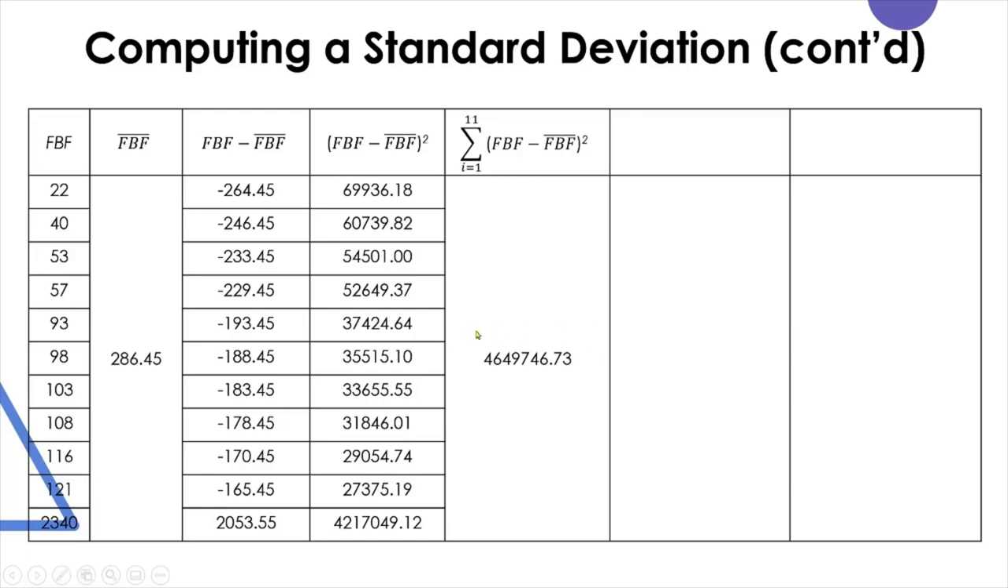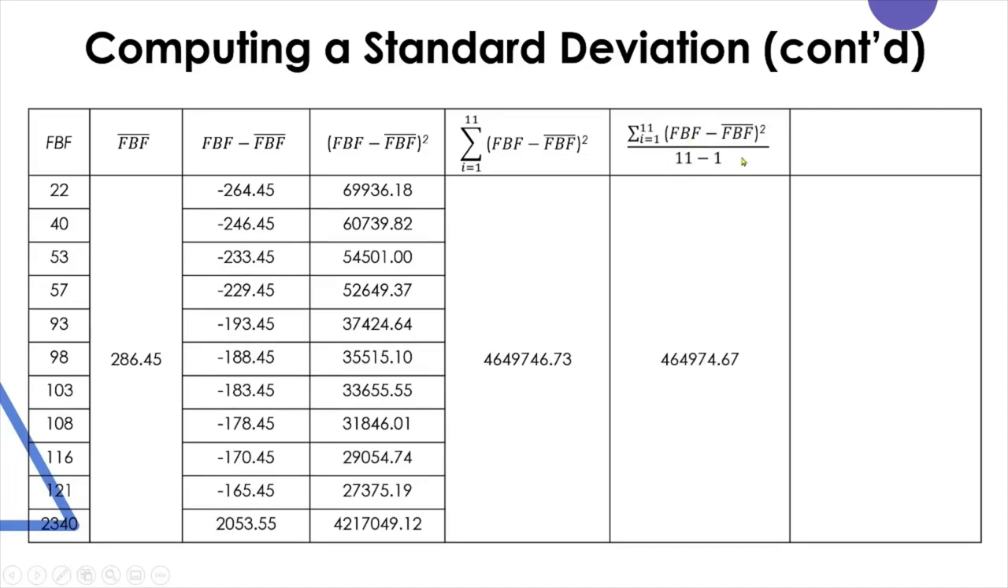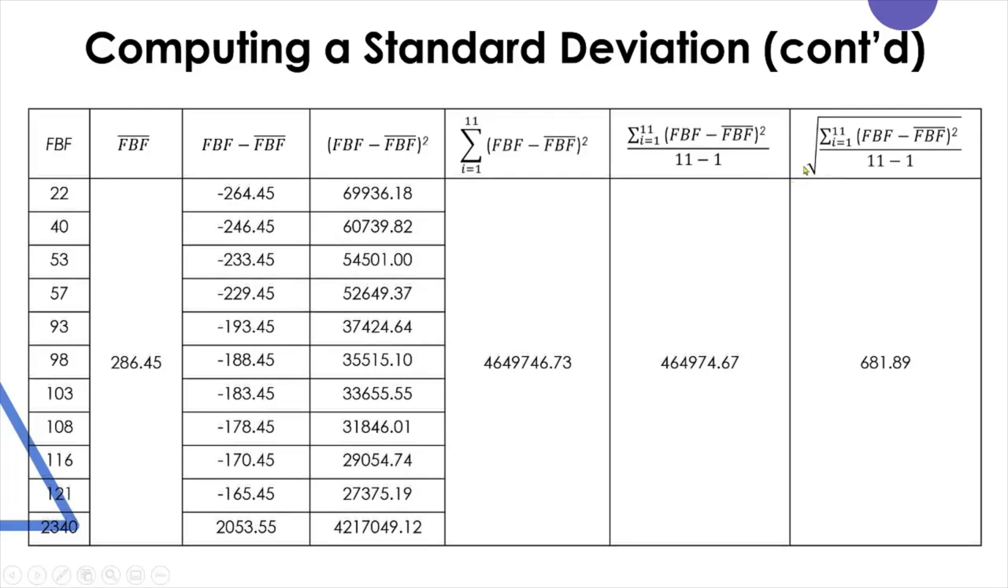Now, to calculate the average amount of squared difference, you divide this value by 10, which is 11 minus 1, instead of 11. This is what is called degrees of freedom, which I'm going to try to explain later. And this quantity is called variance. But because this is a squared unit, you want to take a square root of this variance to get the original unit back. So you take the square root of the variance, then you have the standard deviation.